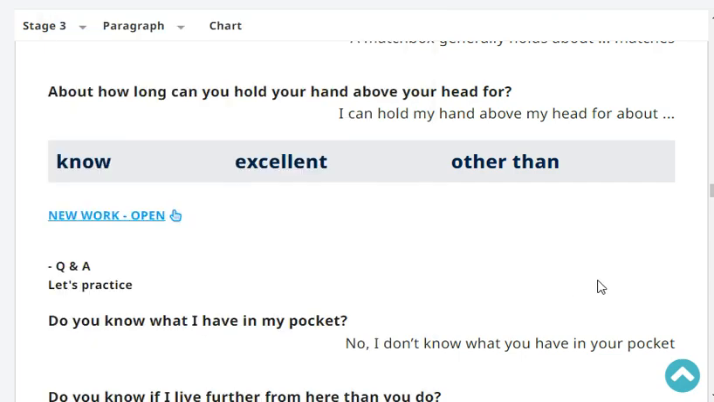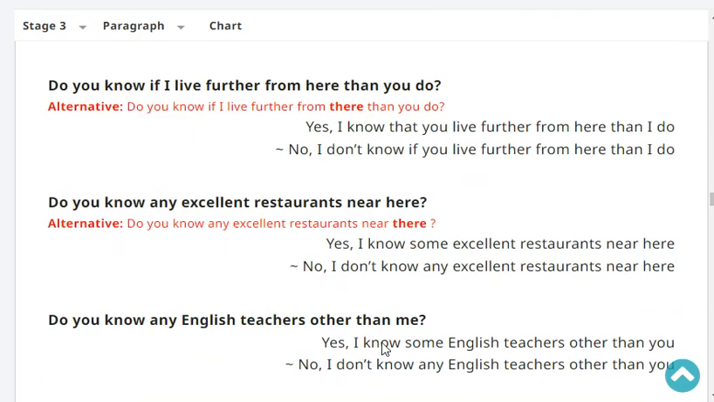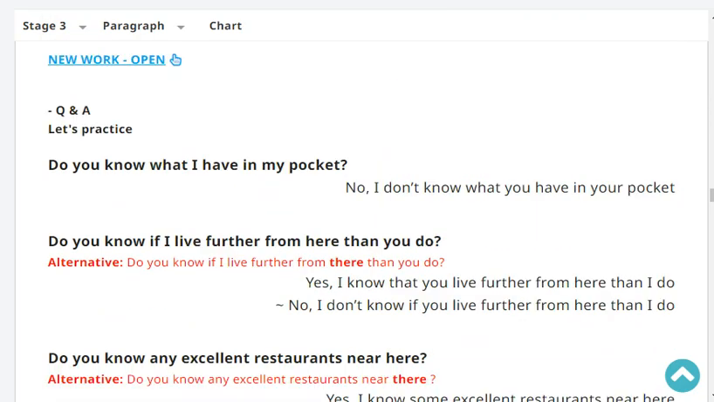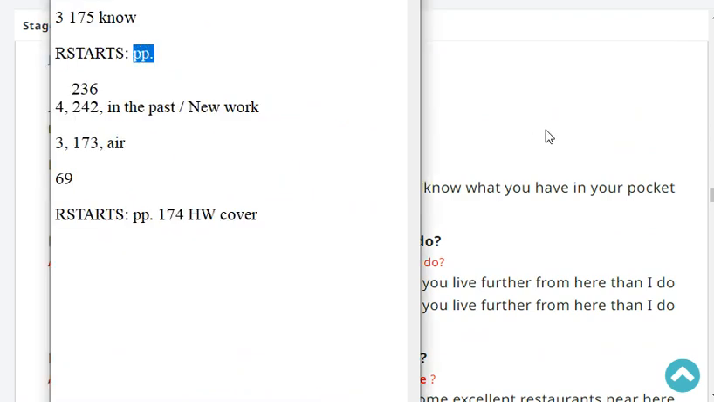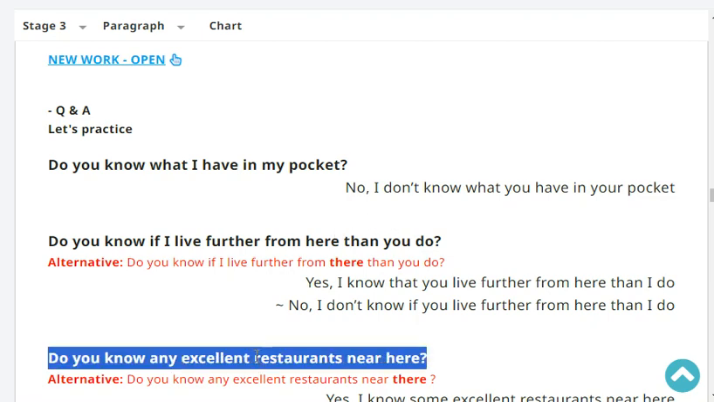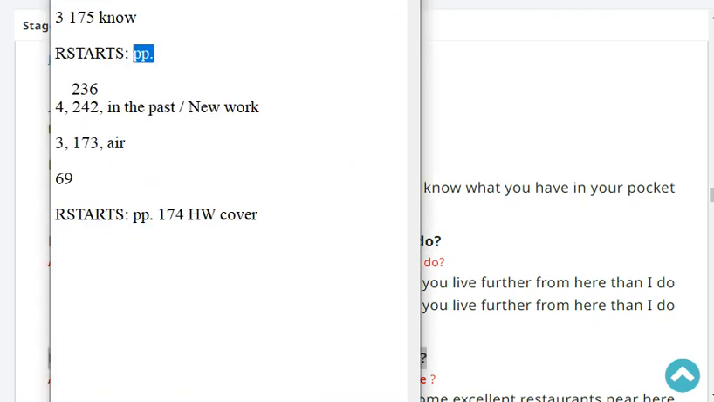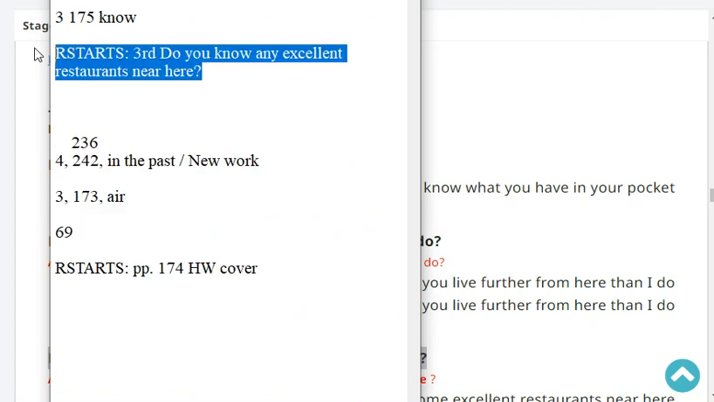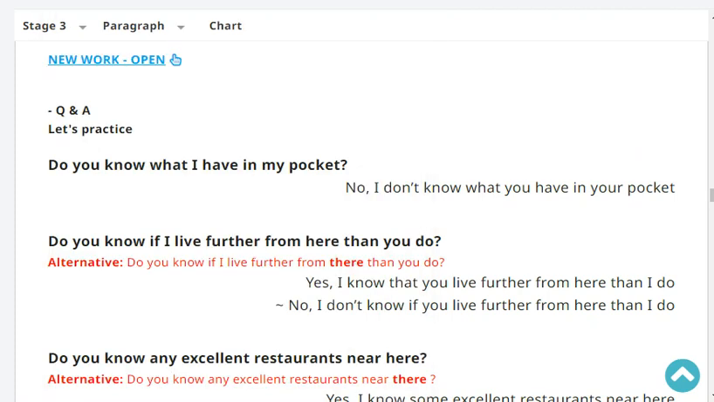Do you know what I have in my pocket? No, I don't know what you have in your pocket. Do you know if I live farther from here than you do? Yes, I know that you live farther from here than I do. Very good. Okay, so we stop there for today, but very good.